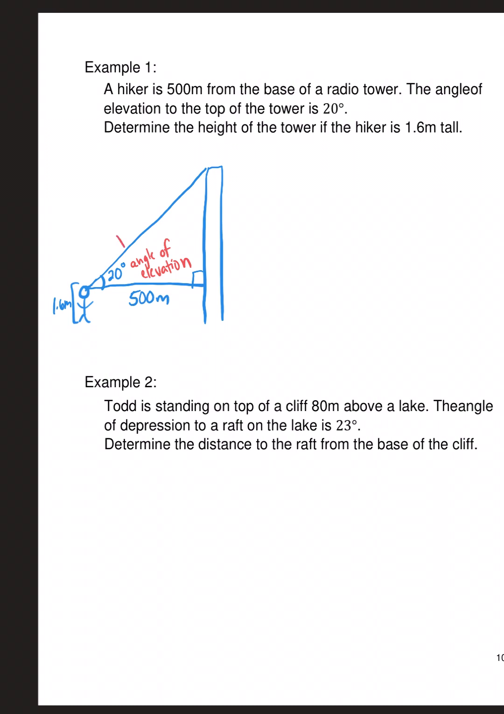Okay, and this is our line of sight, because we're talking about the angle of elevation to the top of that radio tower. Other information, no, I think we got it all. Okay, so they're asking us, determine the height of the tower.